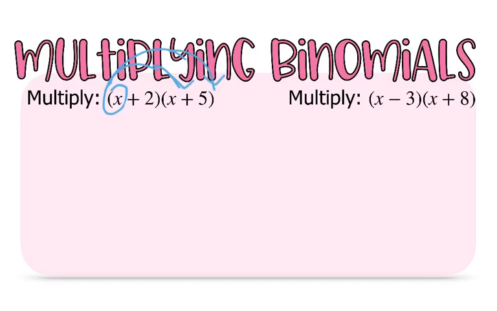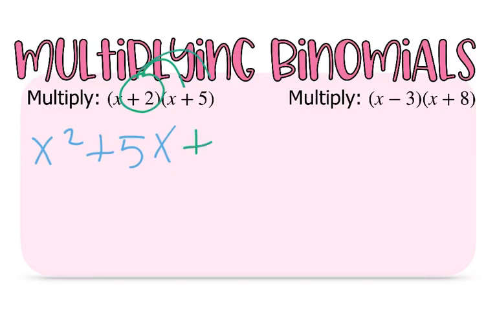And what do I get when I do that? Well, x times x is x squared, and x times 5 is 5x. So I did the first one. Now let's do the second one. Let's take the positive 2 and multiply that to both things. So what do I get? 2 times x is 2x, and 2 times 5 is 10.